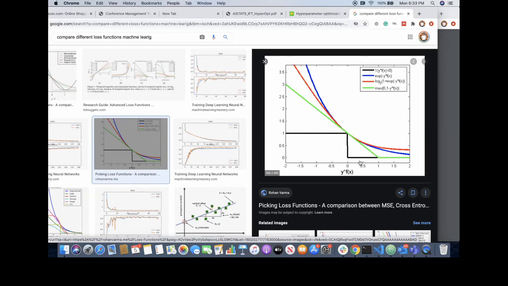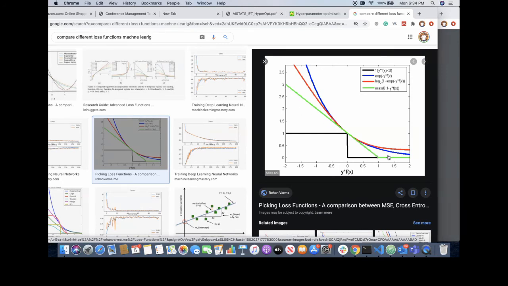And conversely, if y multiplied by f of x is positive, then we want this to have a loss of 0. Okay, so this is the ideal case scenario, but obviously hard to optimize. All of these are relaxations, okay?